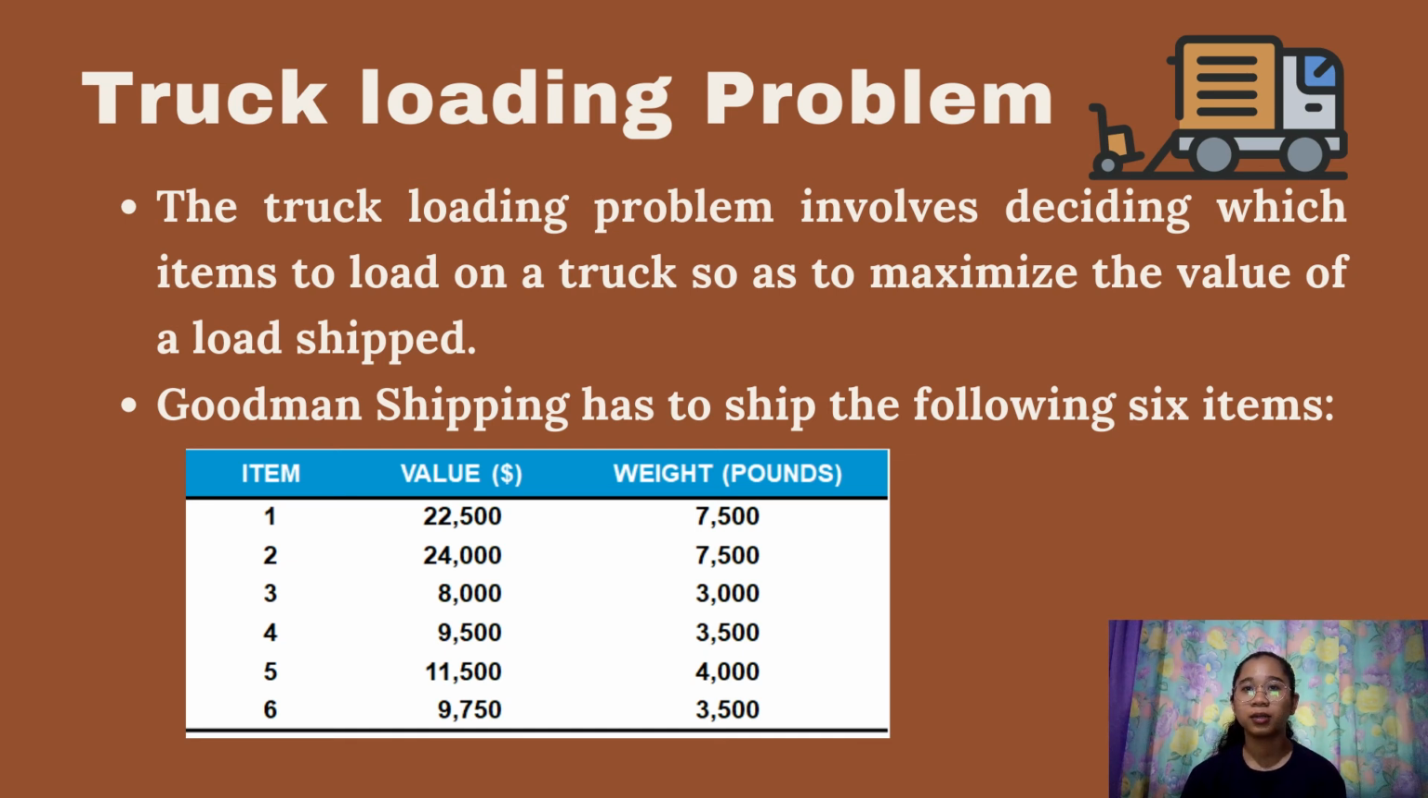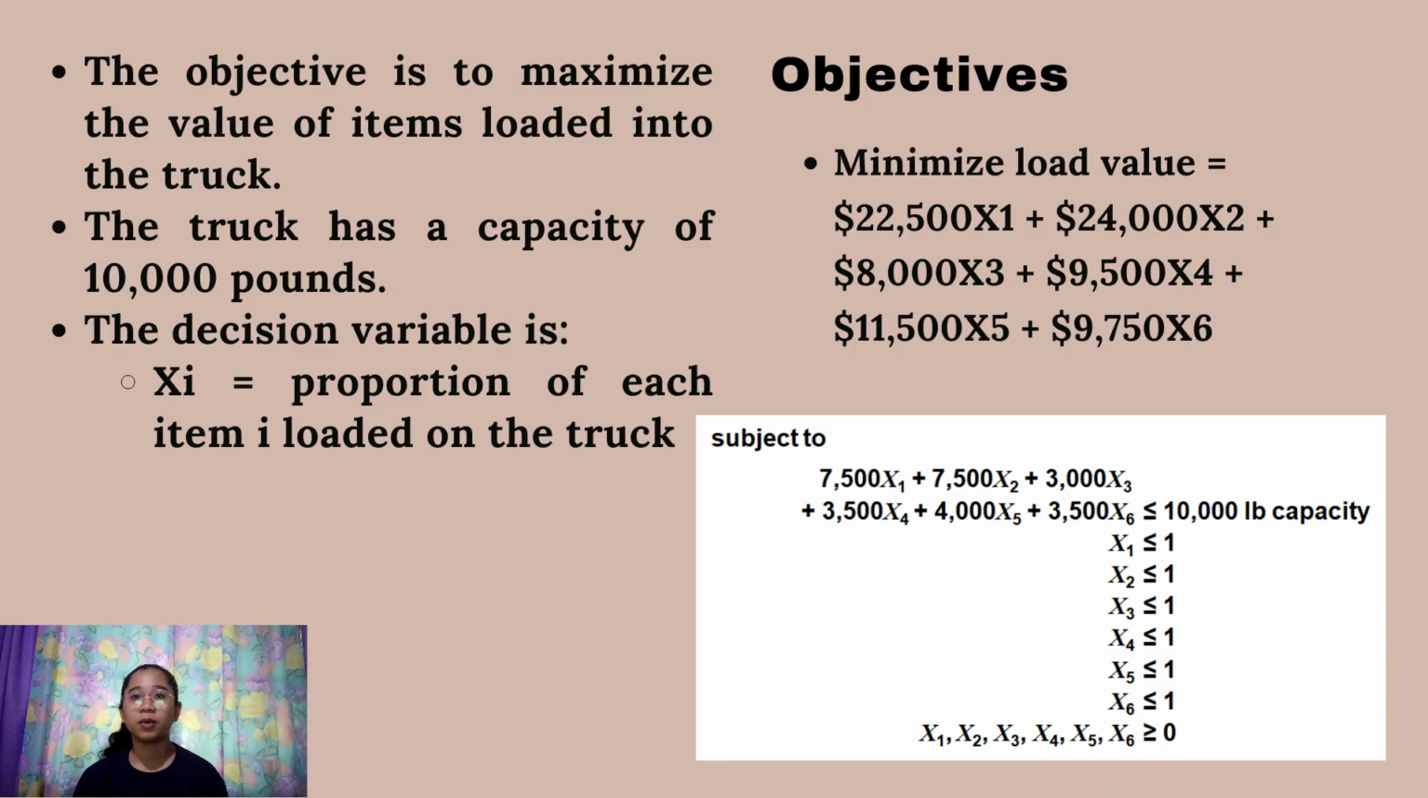Since the truck has a limit of how many items should be loaded based on its weight, truck hauling loads exceeding gross vehicle weight ratings can lead to equipment and brake failures, as well as increased stopping distances. The table below shows the items which need to be shipped by the Goodman Shipping with its value and weight. The goal of this problem is to maximize the value loaded in the truck without exceeding the truck's weight, which should be less than or equal to 10,000 pounds.